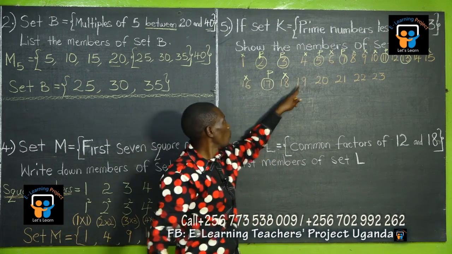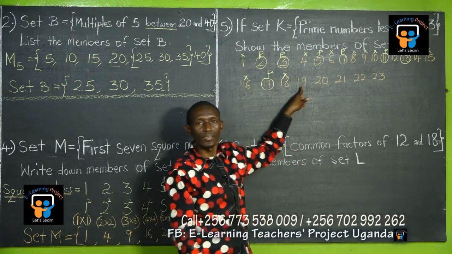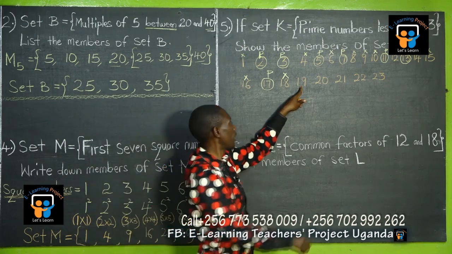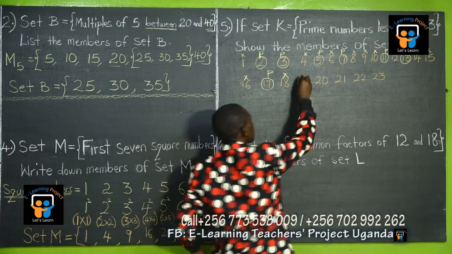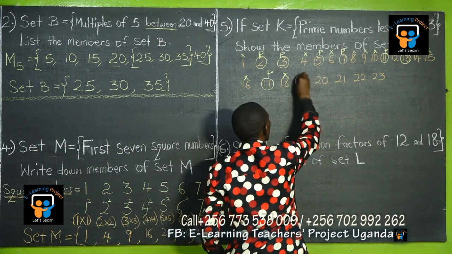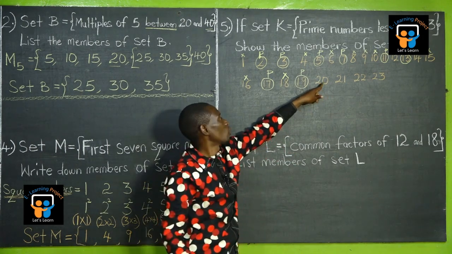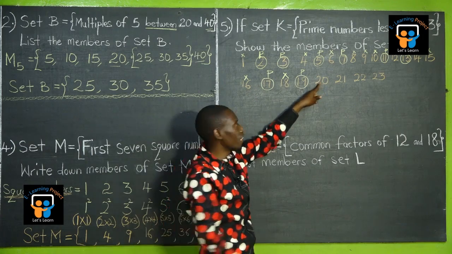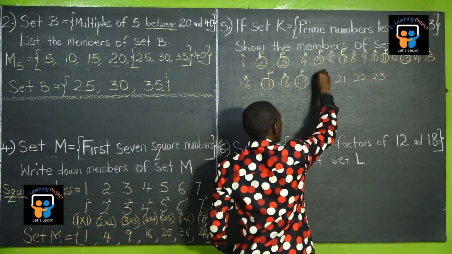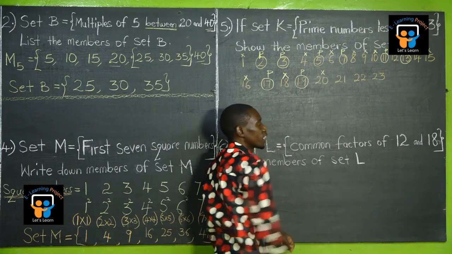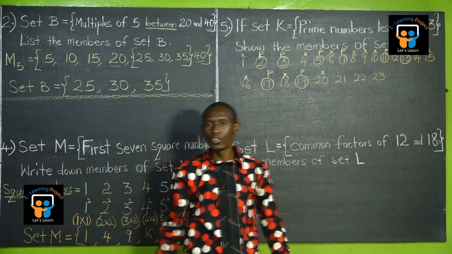Come to 19. Which number can break 19? No number. Yes, apart from 19 itself. Good. So we are taking this one as prime. Come to 20. Very many of them. 2, 5, 10, 4. All of them. So this one is not prime. It has very many numbers that can go into it.